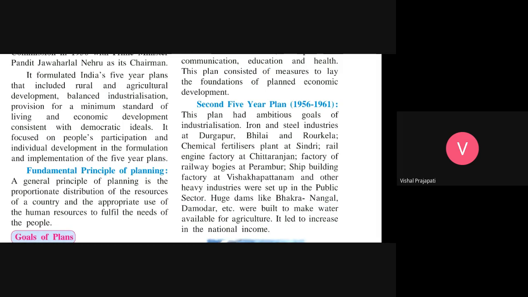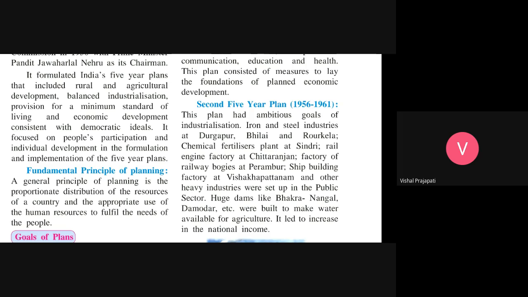Iron and steel industry in Durgapur. I think Durgapur is in West Bengal, or it is in Jharkhand, or in Odisha. Okay, I don't know exactly, but it can be there, because there is coal mining, and there are iron ores over there.